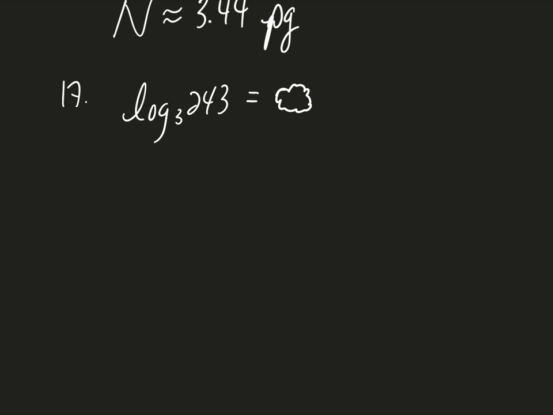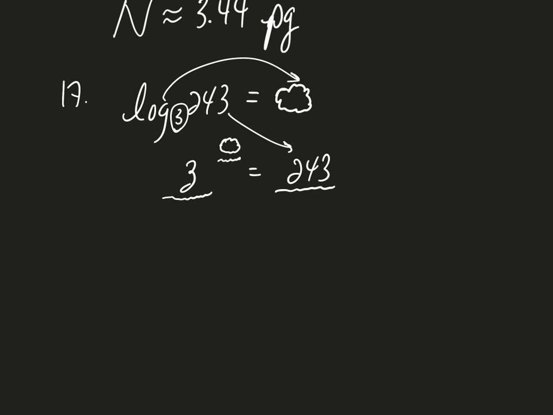And then what we did was we changed the log to an exponential. Now remember, an exponential is a number raised to a power that's equal to something. And the way it went again, the log base became the number base. What the log was equal to is the exponent. And what we were taking the log of becomes what the exponential is equal to.